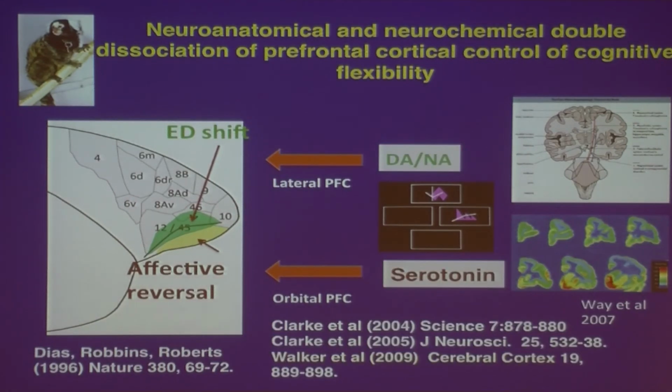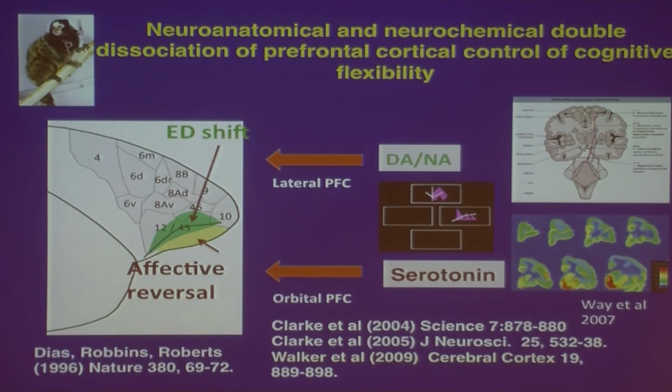Neurochemically, they're separate as well, because we've found quite a lot of work, which I don't have time to review in detail, that this extra-dimensional conceptual shift in the lateral frontal cortex is controlled by catecholamine mechanisms, dopamine and noradrenaline, whereas, intriguingly, serotonin is very important for the affective reversal. So there's a lot of serotonin transporter in the ventral frontal cortex. These are serotonin transporters. And we've used a lot of neurochemical methods for depleting serotonin in the monkey to show selective problems in reversal rather than extra-dimensional shifting.